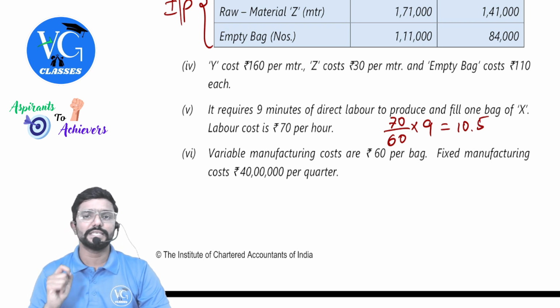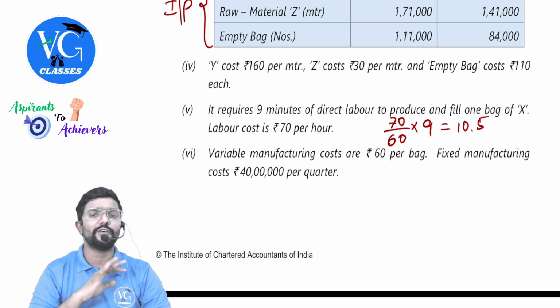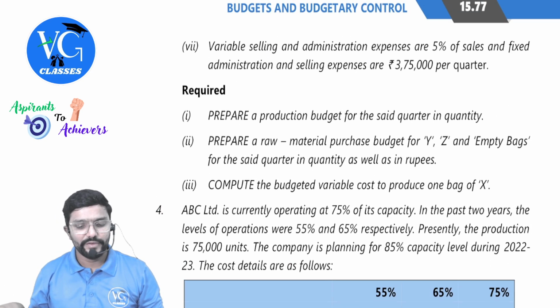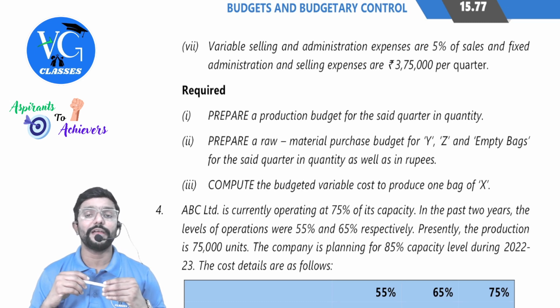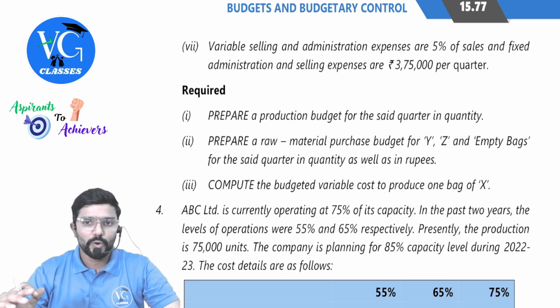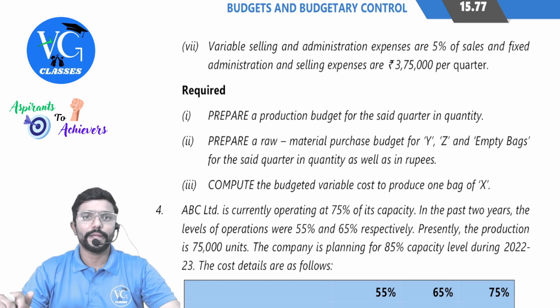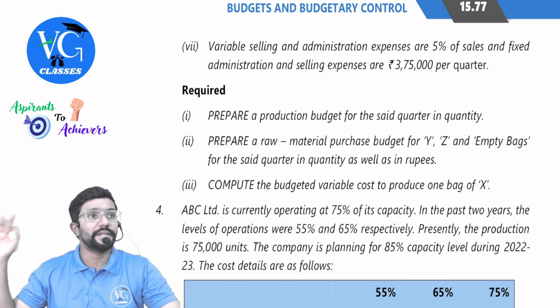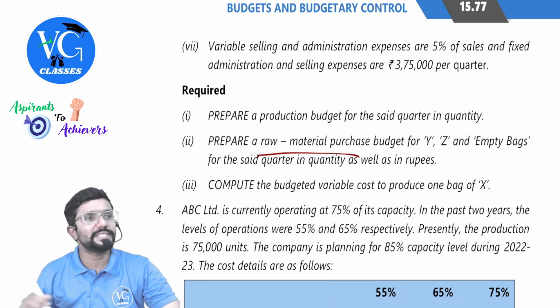Variable manufacturing cost are 60 rupees per bag. Fixed manufacturing cost are 40 lakh rupees per quarter. They have given in total. Okay. Variable selling and administration expenses are 5% of sales. And fixed administration and selling expenses are 3,75,000 per quarter. Okay. Required. Prepare a production budget for the said quarter in quantity. Prepare a raw material purchase budget for Y, Z and MT bags for the said quarter in the quantity as well as in rupees.